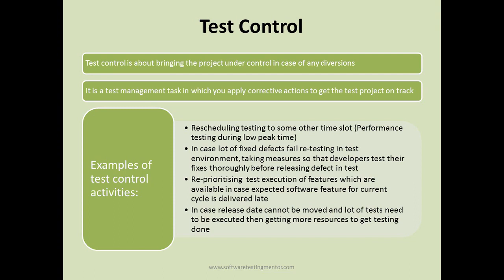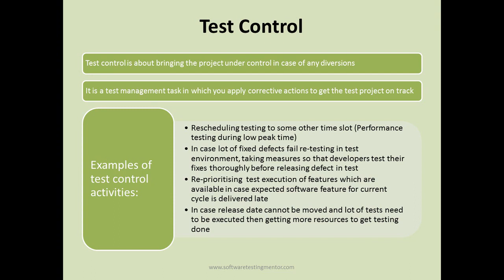Then in case the release date cannot be moved and lots of tests need to be executed, then you need to have more resources to get the testing done. In case there is extreme time pressure and the release date cannot be moved, you need more resources. That's another control activity that you can take to release the software within the time frame. So these are some of the test control activities that are required to bring the project under control in case of any diversions.